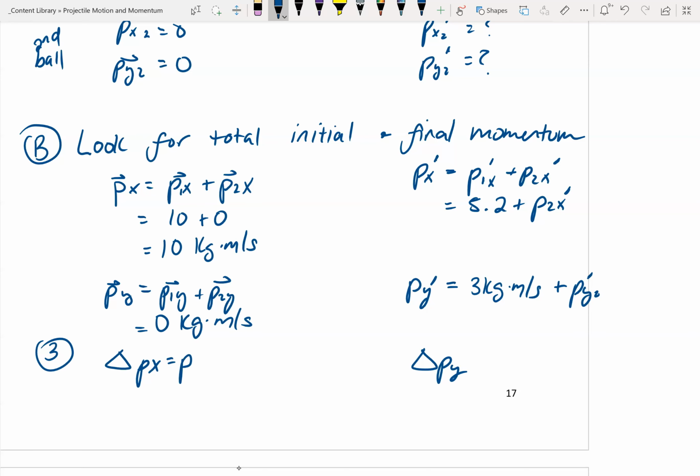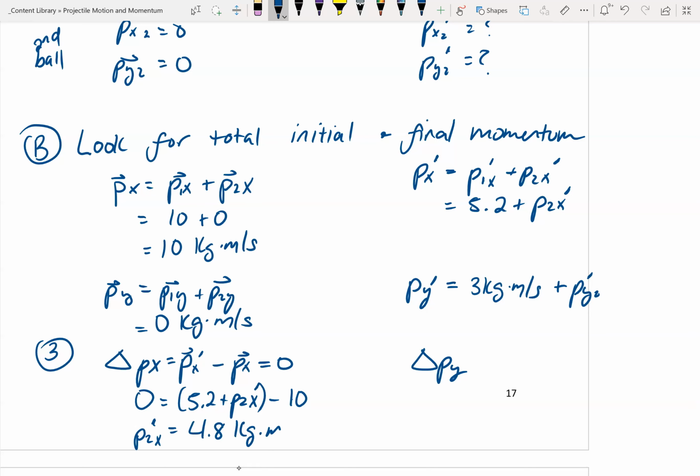To find the change in momentum in the x direction, this is our px final minus px initial, and we know this is equal to 0. From above, we found that it was 5.2 plus P2x prime minus 10, and this is still equal to 0. Then we can solve for P2x prime and rearrange, which is 4.8 kilograms times meters per second.